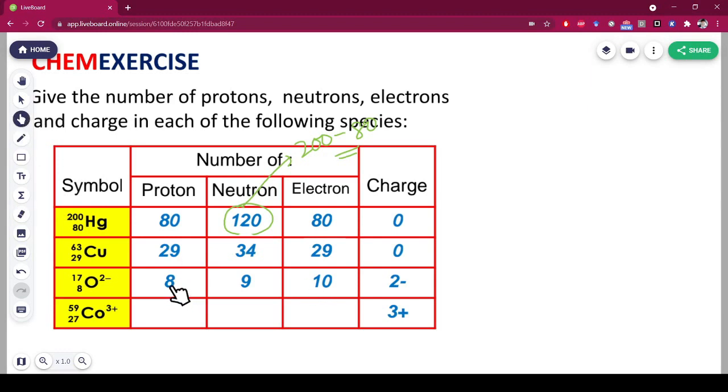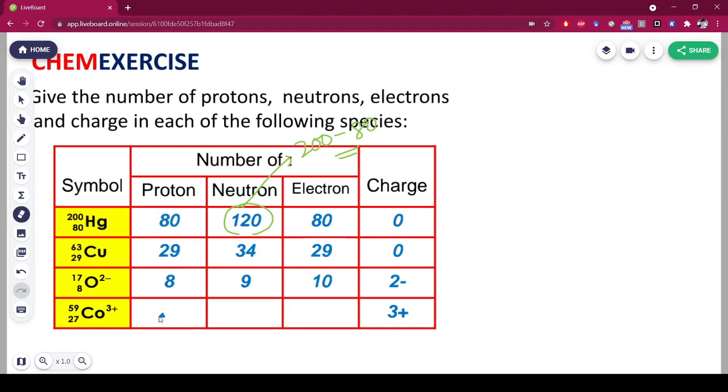They cannot be the same, okay? You have 8 over here. You cannot have 8 electrons because you have charge 2 minus. 2 minus means you have 2 additional electrons. So 8 plus 2, you have 10. I hope that is clear, okay?